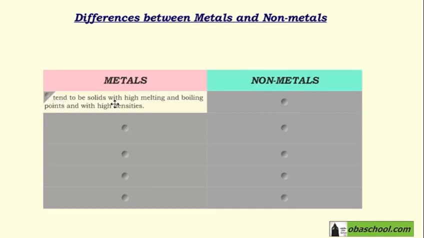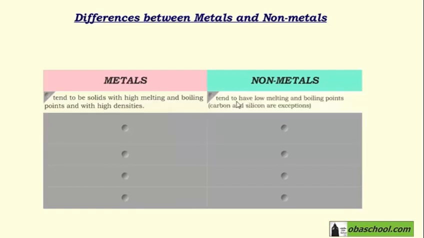Metals tend to be solids with high melting and boiling points and with high densities. The metals are solids. They have high melting and boiling points. Also, they have high density, while the non-metals tend to have low melting and boiling points. They need very low temperatures to boil or to melt, while carbon and silicon are exceptions. They are non-metals, but they have high melting and boiling points.